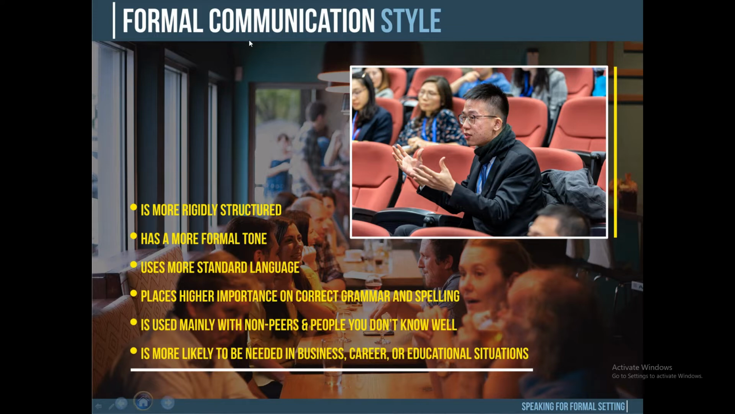Formal communication style. The first is more rigidly structured, has a more formal tone, uses more standard language, places higher importance on correct grammar and spelling, is used mainly with non-peers and people you don't know well, and is more likely to be needed in business, career, or educational situations. Next.